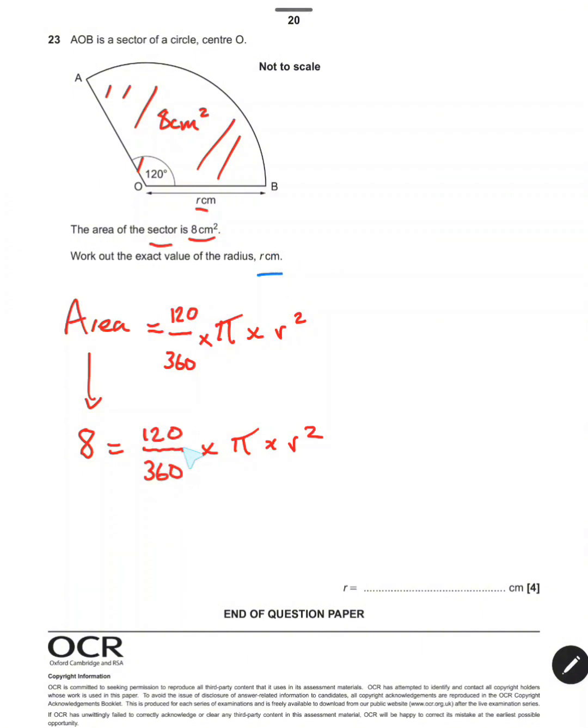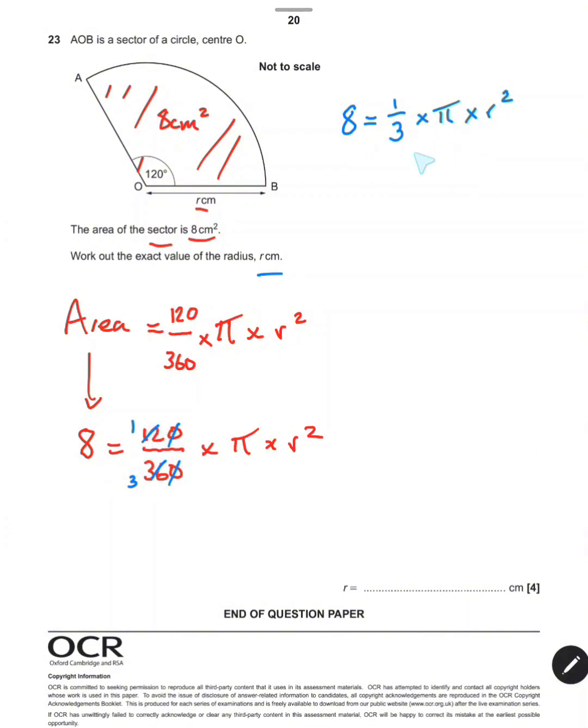So first things first, I can simplify this fraction. If I divide both things by 10, I get 12 over 36. And 12 and 36 are both in the 12 times table. So divide by 12 gives me 1. Divide by 12 gives me 3. So that entire fraction is simplified to 1/3. So let's write that down again. 8 equals 1/3 times pi times the radius squared. Just changing this to 1/3.